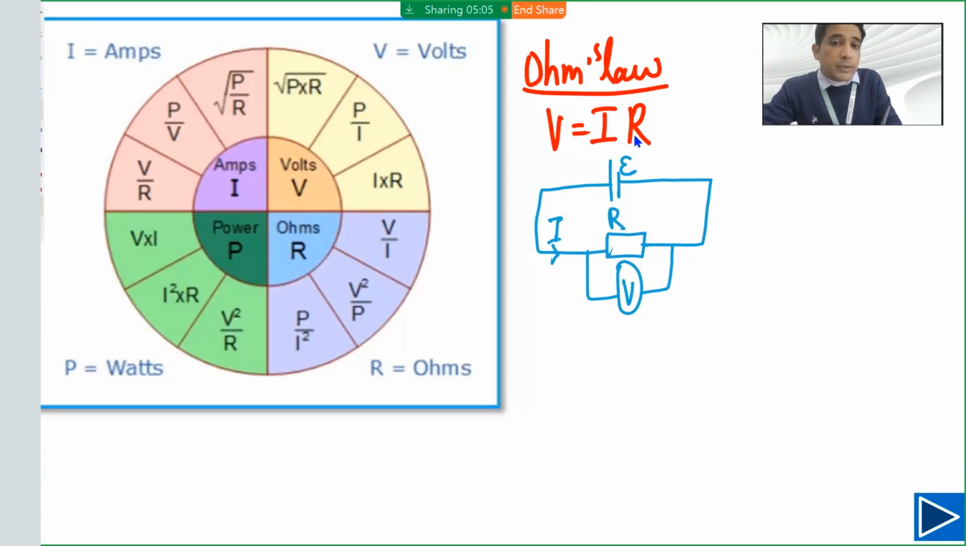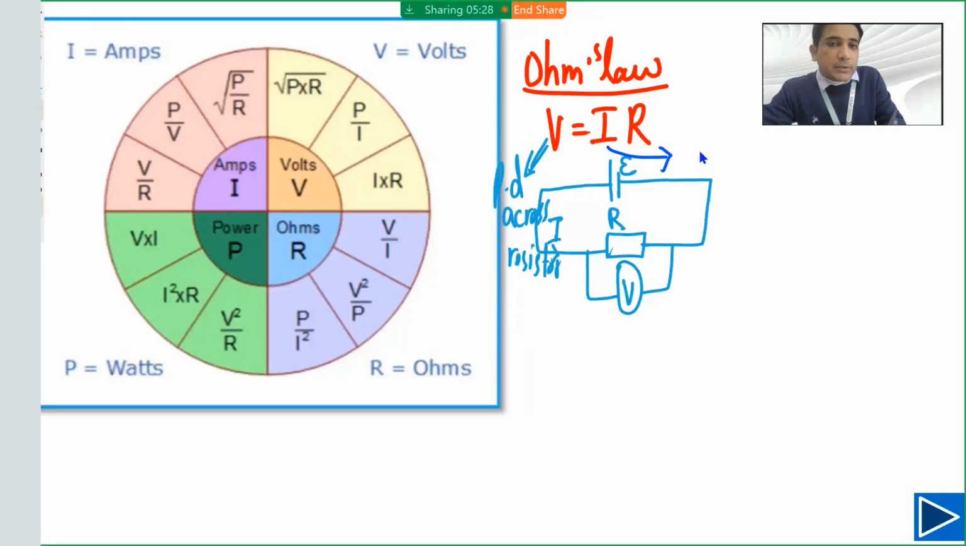So this is the use of Ohm's law. This one is the PD, the potential difference across the resistor, or across any other component, not only a resistor. And the second thing, I is the current passing through the resistor, and R is the resistance of that component, or in this case the resistance of the resistor. So this is Ohm's law.